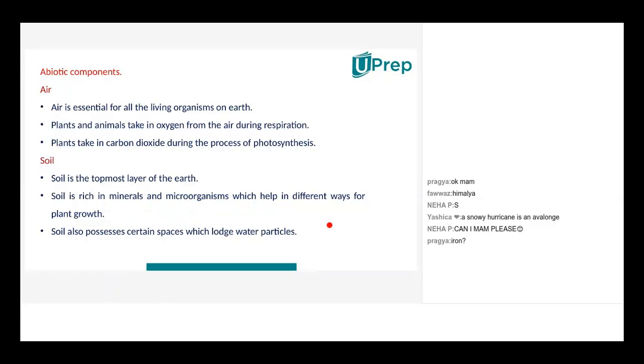I didn't really understand that last point so well. Soil also possesses certain spaces. For example, if this is soil, there are certain big and small pieces. These are all soil particles. So in between, there's a lot of gap.